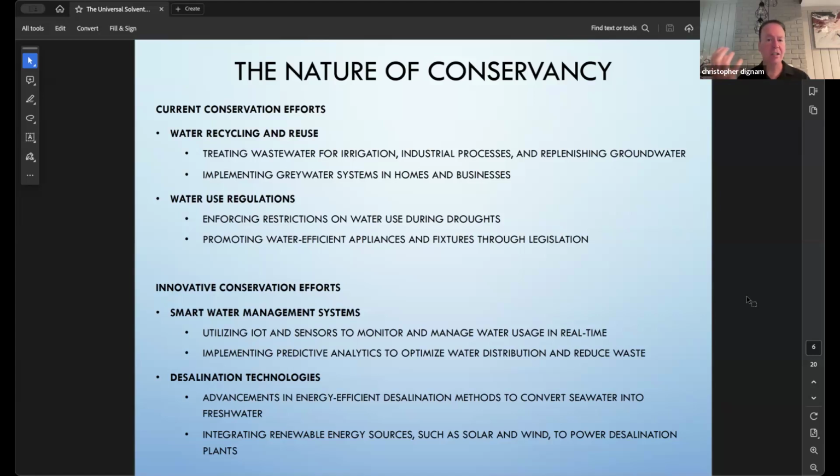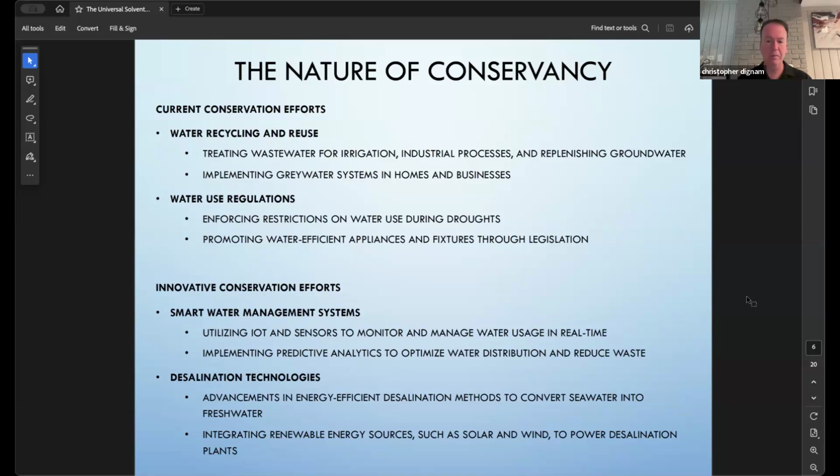And the art of placing this all together and embedding that into everyday life of how water affects us as humans is something that is very applicable for all learning levels. Looking at those innovative conservation efforts, smart water management systems, desalination.